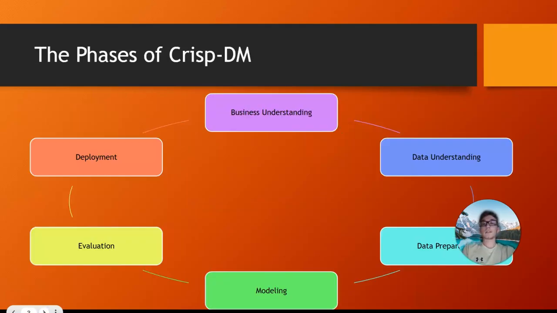The 6 phases of Crisp DM: business understanding, data understanding, data preparation, modeling, evaluation, and deployment.